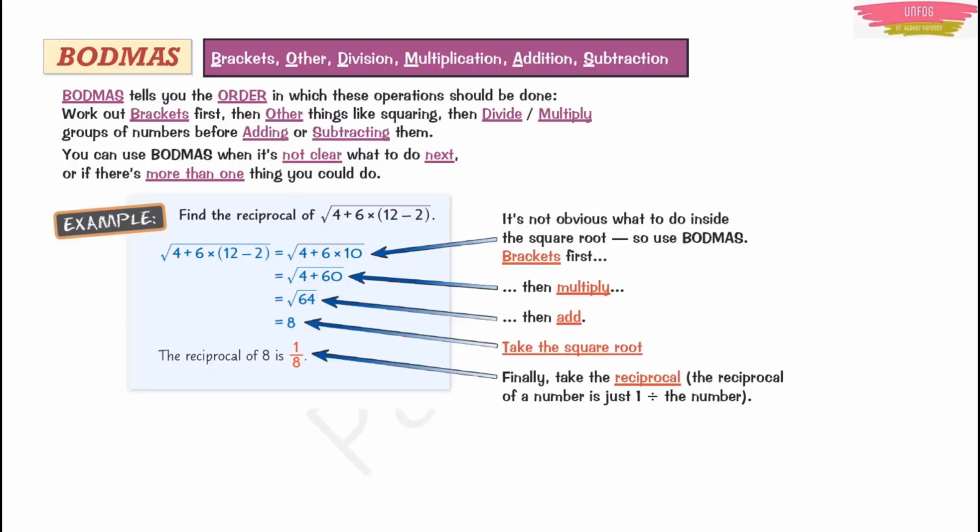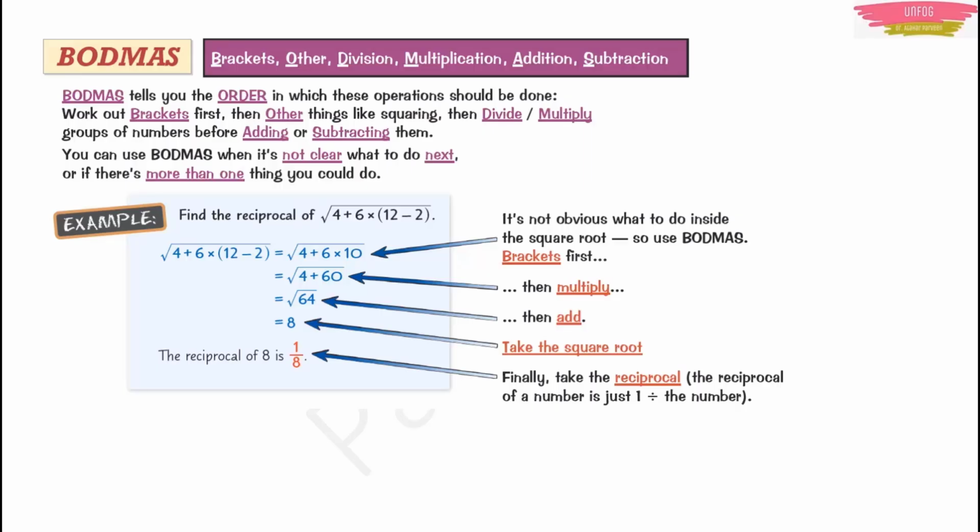if a question is like this: find the reciprocal of the square root of 4 plus 6 into within brackets 12 minus 2. Here what do you do? First you remove the brackets. To remove the brackets, you have to do the operation between 12 and 2. It is subtraction. 12 minus 2 is 10. Now you write 10 and remove the brackets.